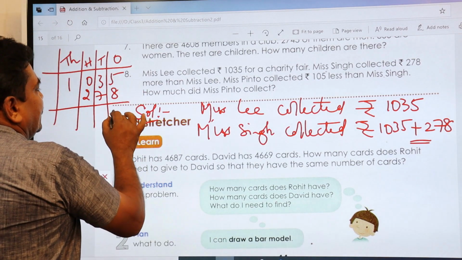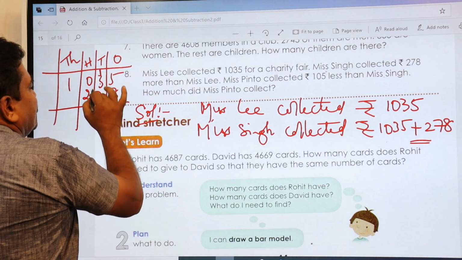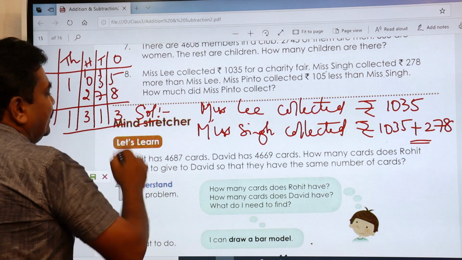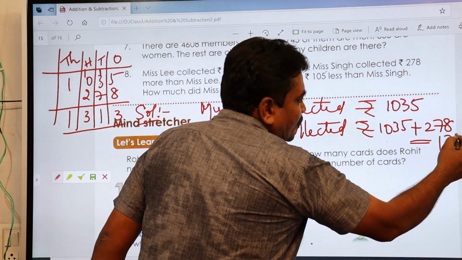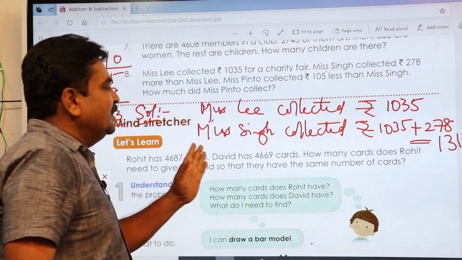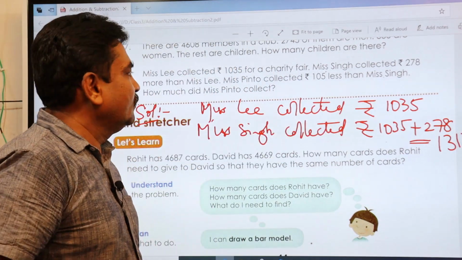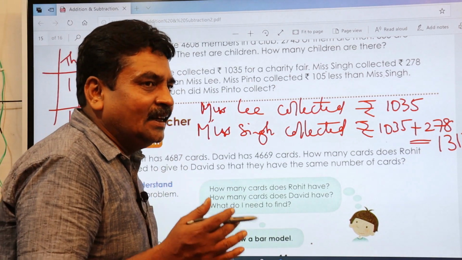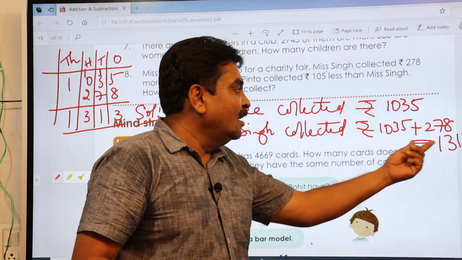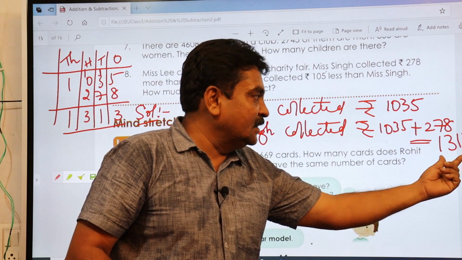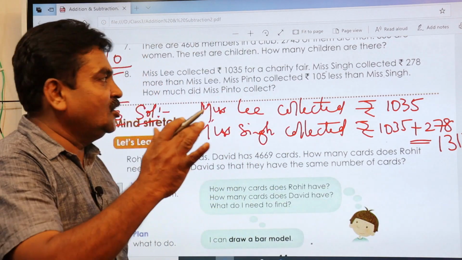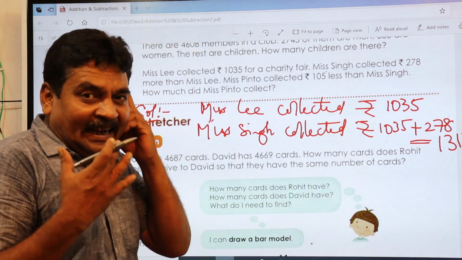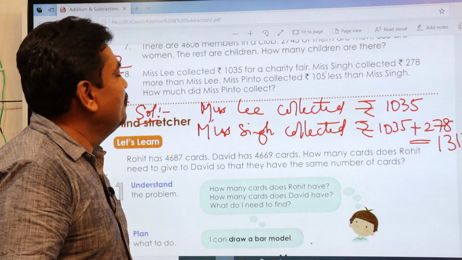We'll add 5 plus 8 is 13, carry 1. 3 plus 1 is 4, 4 plus 7 is 11, carry 1. 2 plus 1 is 3, and this is 1. 1313. So how much? 1313 rupees Miss Singh has collected. Now you see Miss Pinto. How much has she collected? She has collected 105 rupees less than Miss Singh, that is 1313. So you have to subtract 105 rupees from 1313 so that you can get the actual amount collected by Miss Pinto.